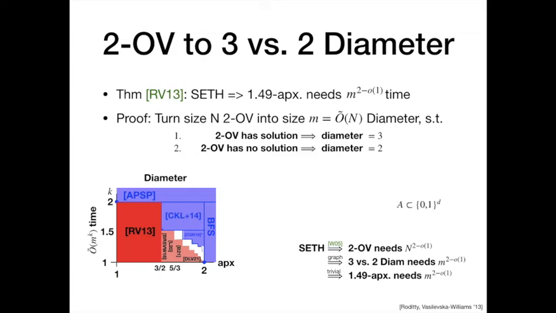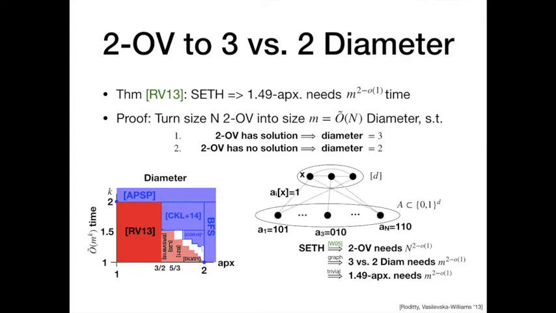So how do you construct a graph? You start with your OV instance of n vectors. You create one vertex for every coordinate, so every element of D, and you also create one vertex for every vector. And you connect the vector to all the coordinates where the vector has a 1. So like so, and you do this for all the vectors, and this is the whole graph.